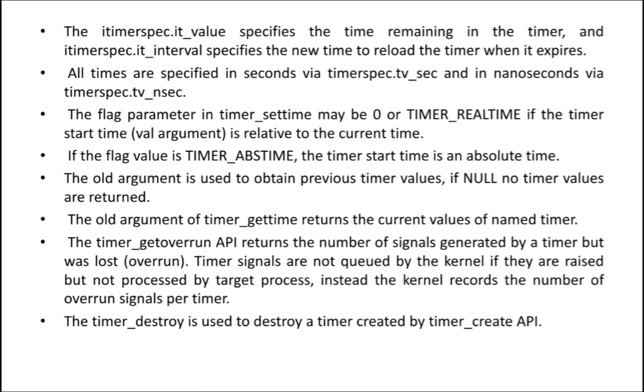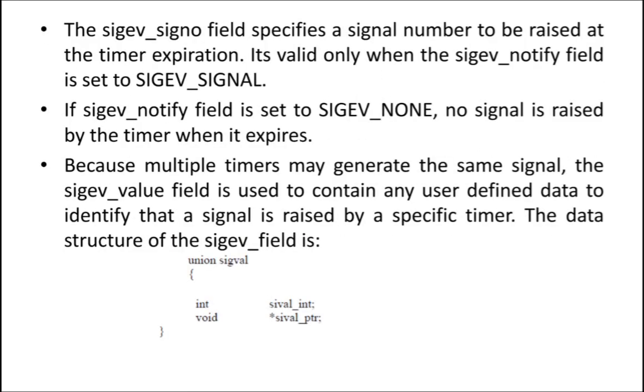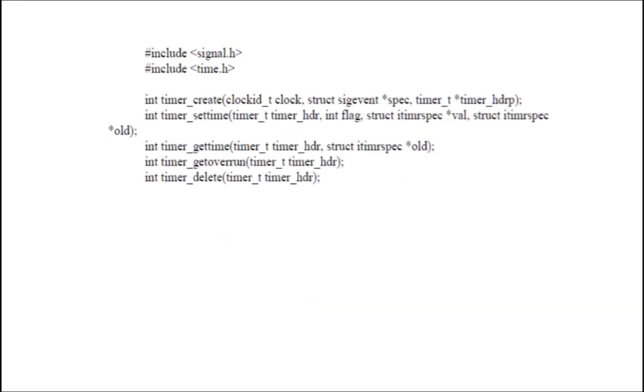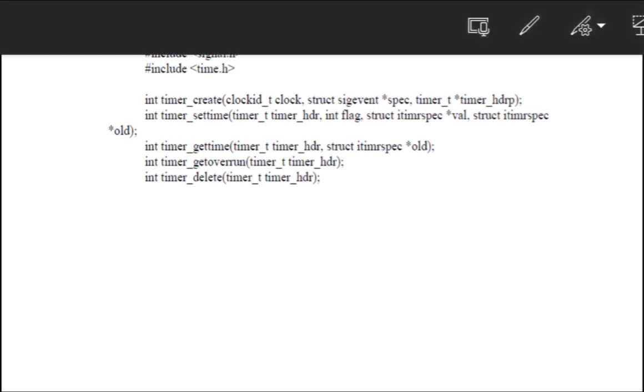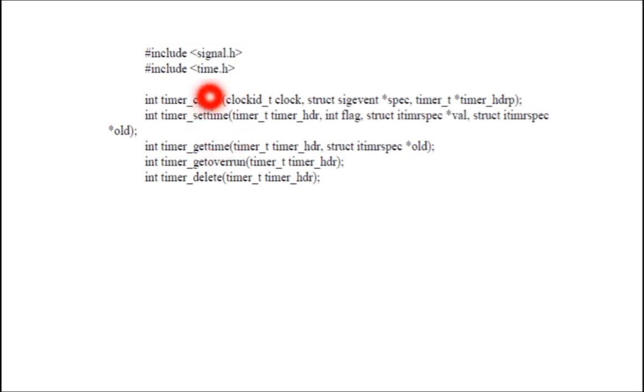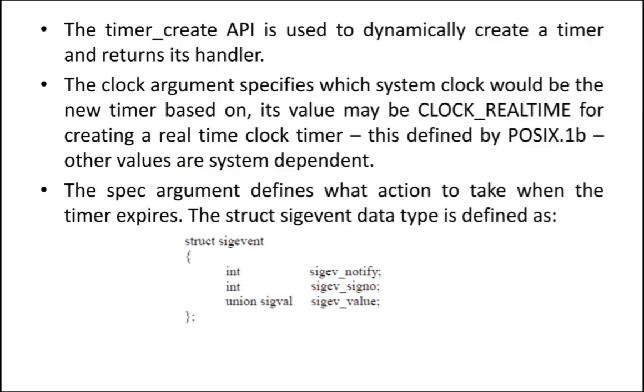And why do we use timer destroy or timer delete? Obviously, as the name suggests, timer_delete is used to destroy a timer created by the timer_create API. If you want to delete whatever timer you have created using timer_create, you can delete the timer using this, or you can destroy your timer using this, right guys?